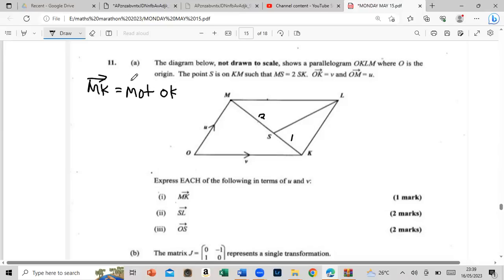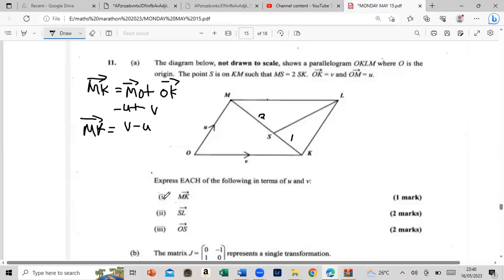That would be from M to K. So now, MO, we are going against the arrow. When we're going against the arrow, we have a negative, and the size of it will be U. So we put minus U, and we're going with the arrow, so we put V. Or we can turn it around and say that it's V minus U, just to not have the negative hanging out like that.